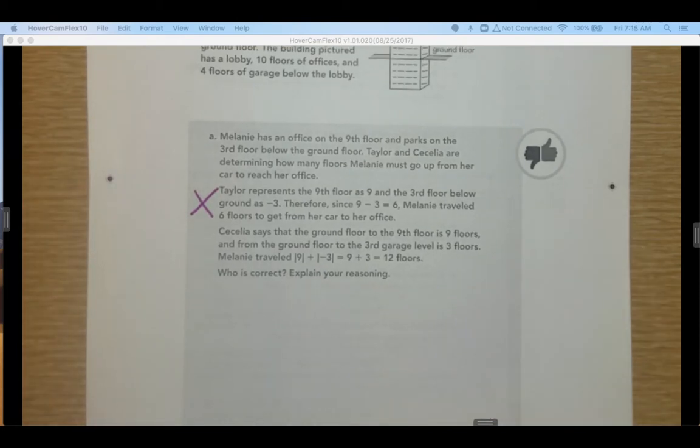Cecilia says that the ground floor to the 9th floor is 9 floors, and from the ground floor to the 3rd garage level is 3 floors. Melanie traveled the absolute value of 9 plus the absolute value of -3 equals 9 plus 3, which equals 12 floors. Who is correct?